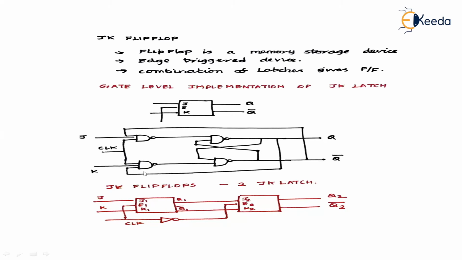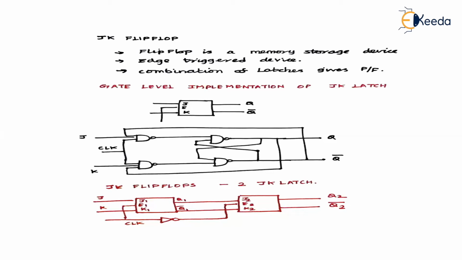So how many NAND gates are there? 4. Previously we saw that if we have NAND gates, you can just write how many NAND gates there are, what the inputs of each NAND gate are, what the outputs are, and directly provide the namings. That will give you the JK latch.